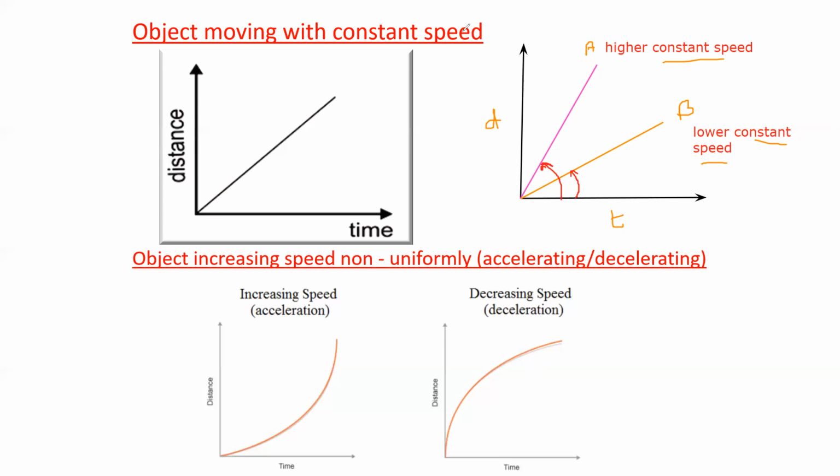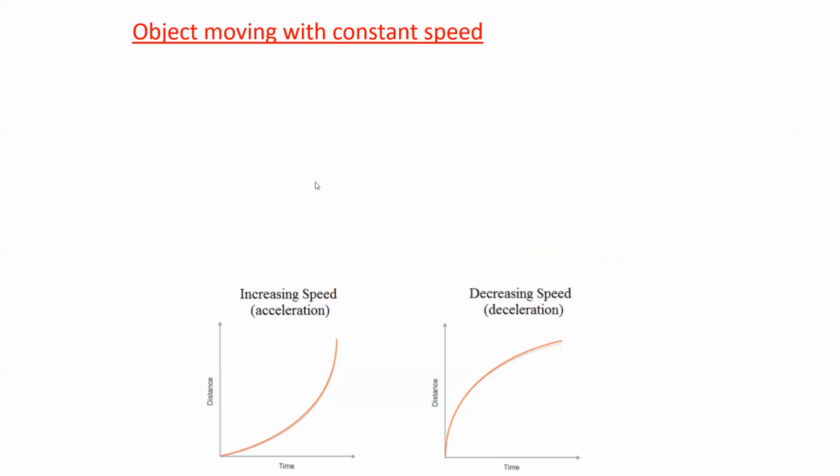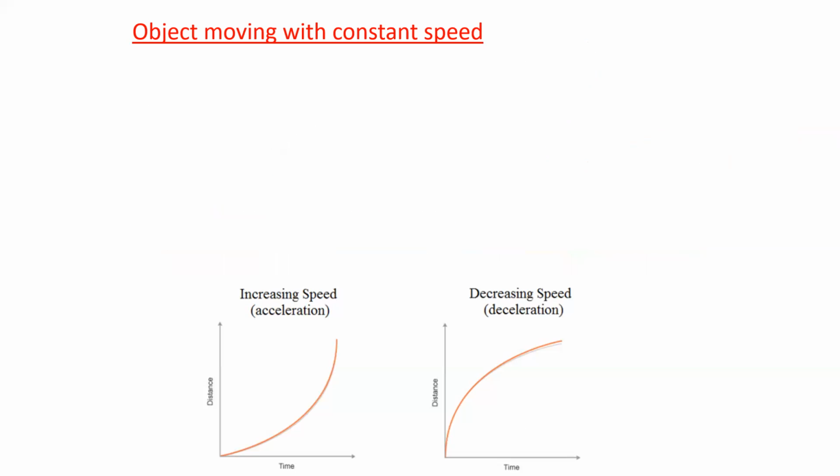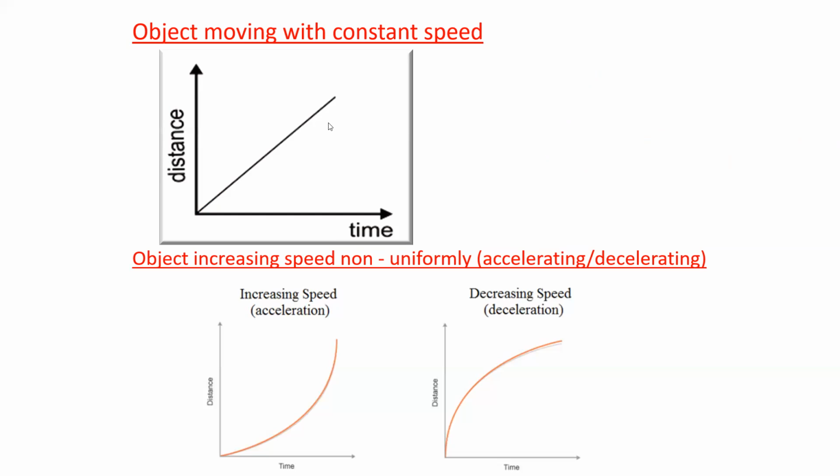So the first graph to explain the motion of an object, we discussed that if an object is at rest, it will be a horizontal line for a distance time graph, which shows that the object is not moving. The second part we discussed, if an object is moving with a constant speed, it will be a straight line for a distance time graph at a constant gradient, which shows the object is moving at a constant speed.